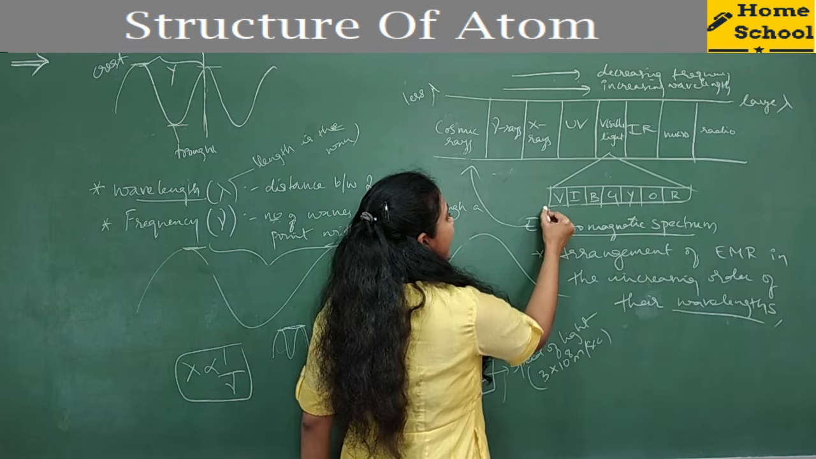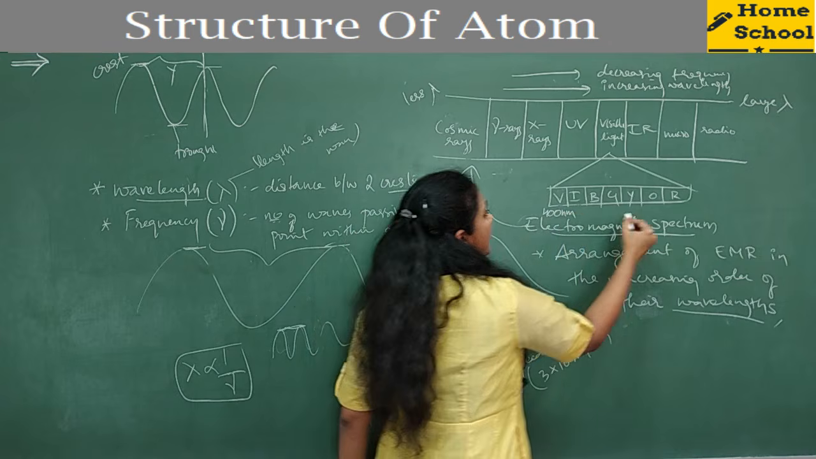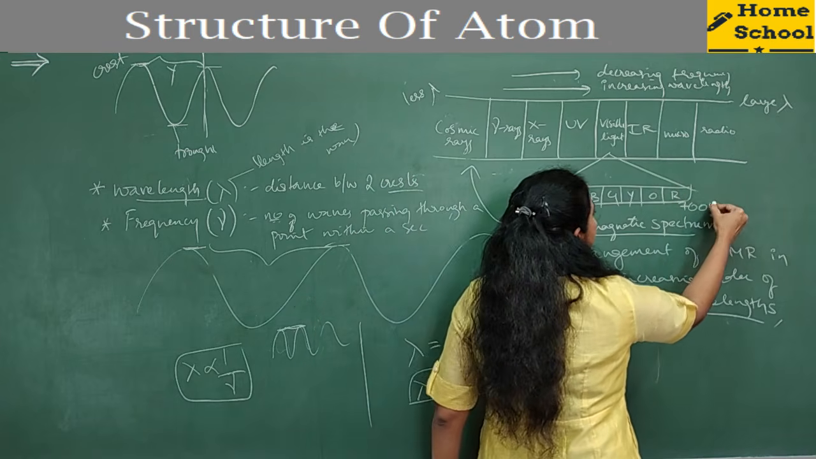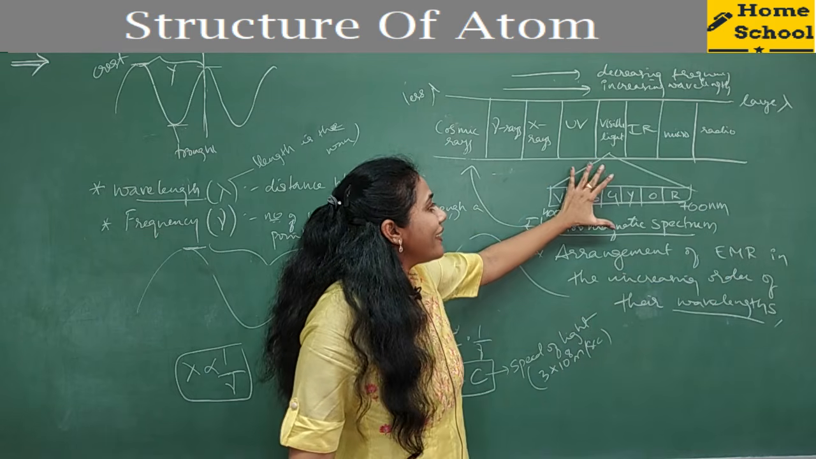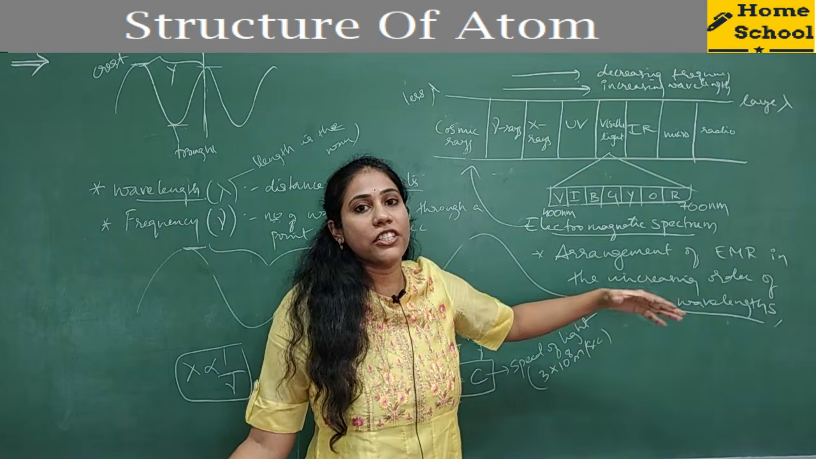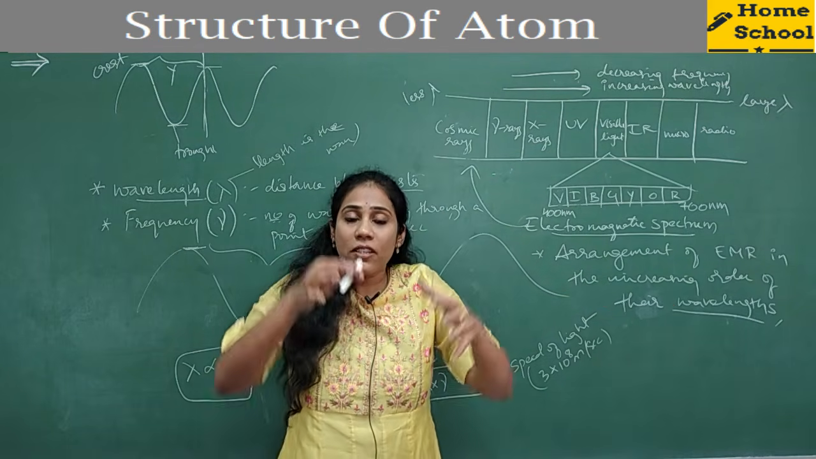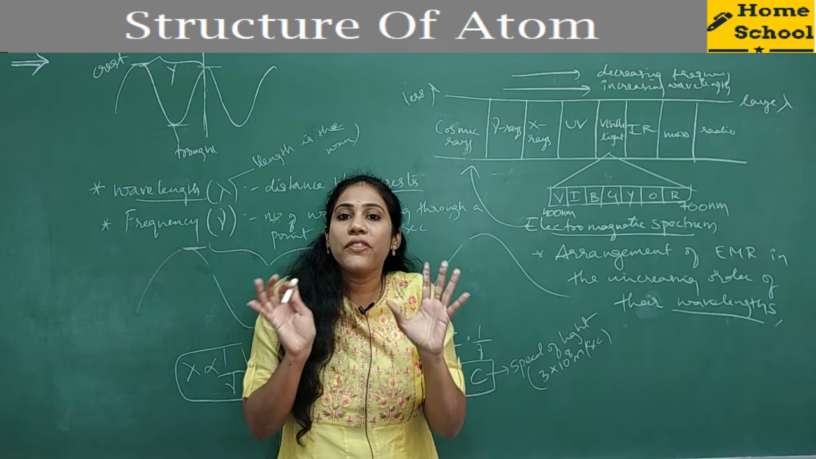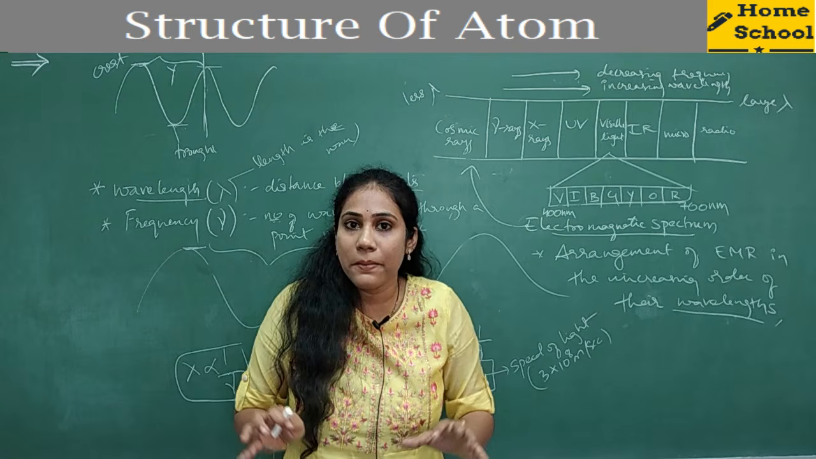Violet radiation has the least wavelength, 400 nanometer. Red radiation has the highest wavelength, 700 nanometer. Again, our visible light contains 7 different radiations. Why are we specifically studying visible light? Because the light that we see, the light that is present in our atmosphere, is visible light. That's why we have to learn more about visible light.